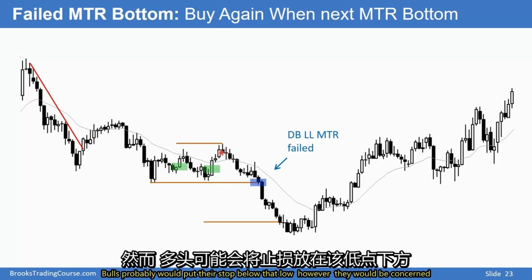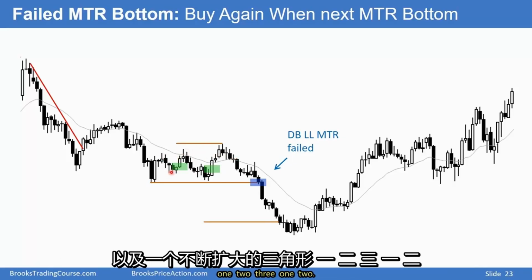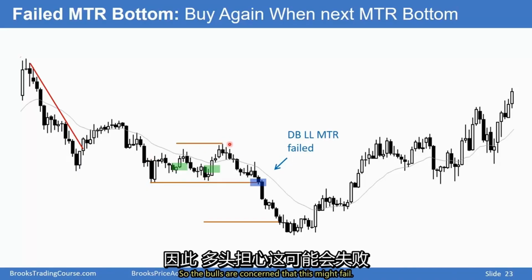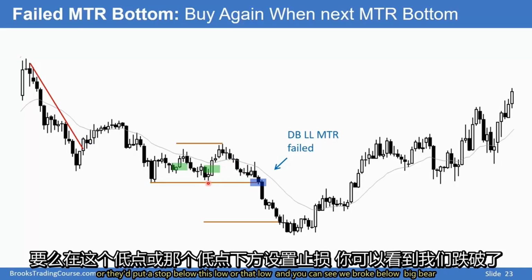However, they would be concerned that we're getting a reversal down and then a second reversal down and an expanding triangle, 1, 2, 3, 1, 2. So the bulls are concerned that this might fail. Bulls would either get out below that bear bar. If it started up again, they'd buy again, or they'd put a stop below this low or that low.